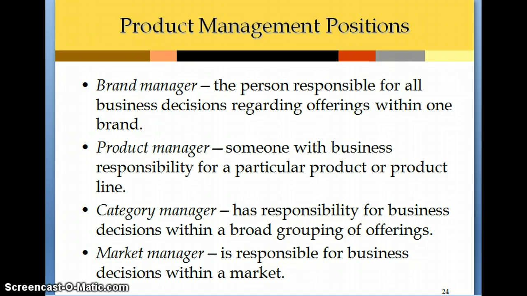How do brand managers differ from category managers? Whereas brand managers handle one brand, category managers often handle multiple brands within a broad group of offerings. A brand manager often reports to a category manager. A market manager is responsible for business decisions within a market.